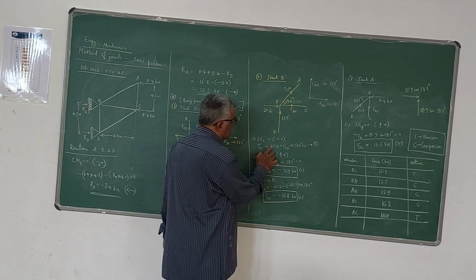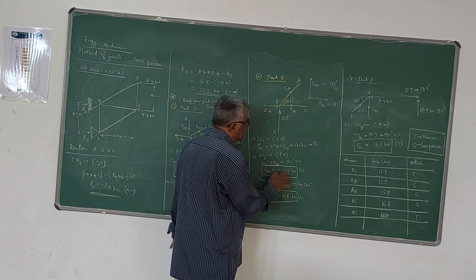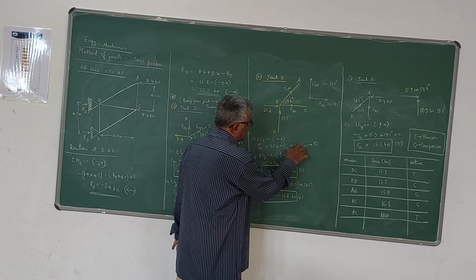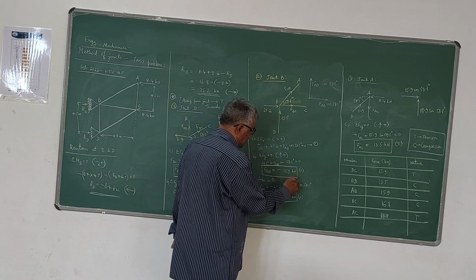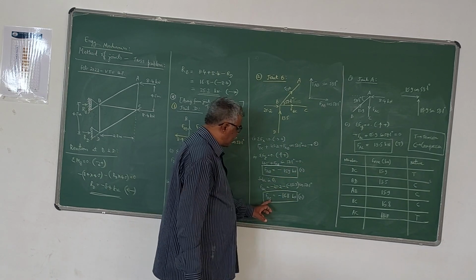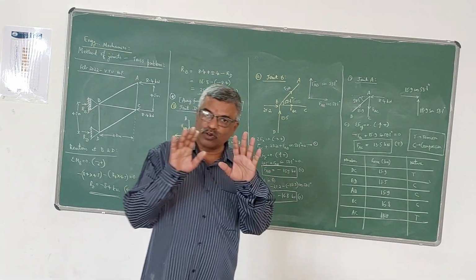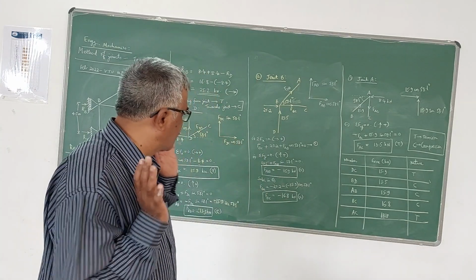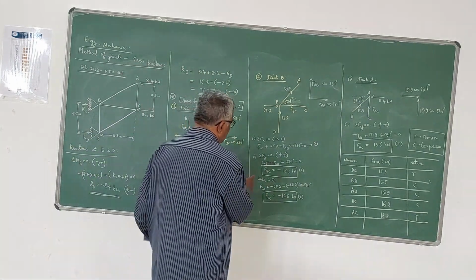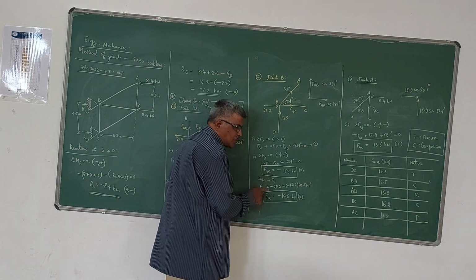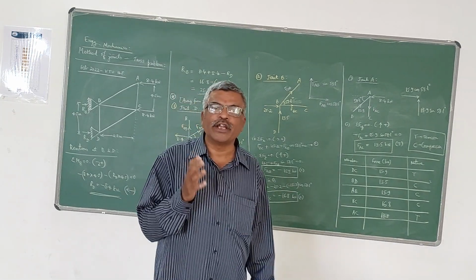So FBC is minus 25.2 minus FAB cos 58.1 degree. That minus into minus becomes plus. So if you simplify that, you will get FBC as minus 16.8 kilonewton. It is also compression because it is negative. So forces in these two members are found out. AB and BC are found out by taking the joint B.